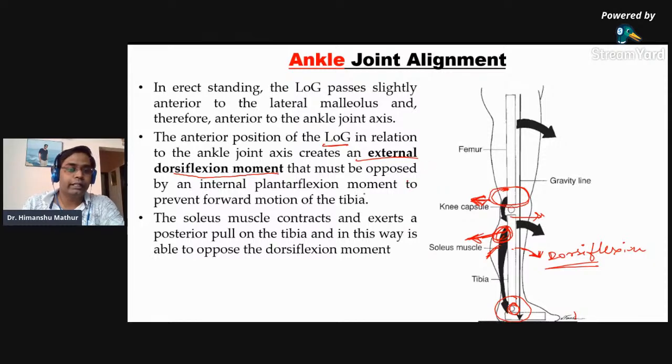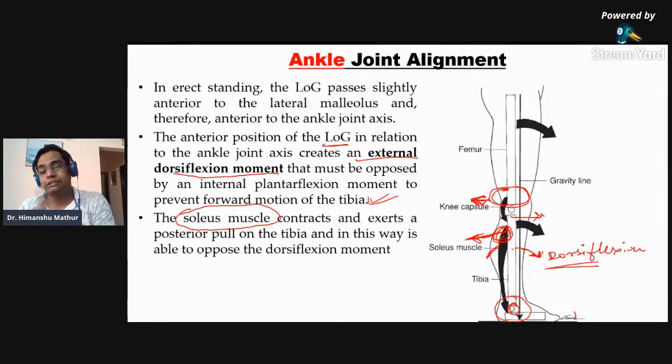That must be opposed by an internal plantar flexion movement to prevent the forward motion of the tibia, right? So this can be easily understood. The soleus muscle contracts and exerts a posterior pull on the tibia, and in this way it is able to oppose the dorsiflexion. I have not written about the plantar flexor muscle in general, right?